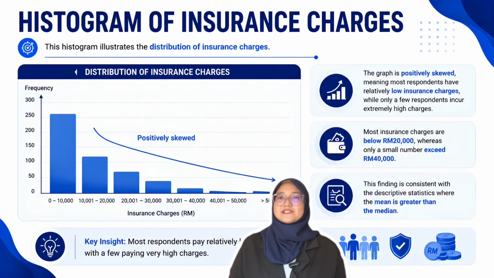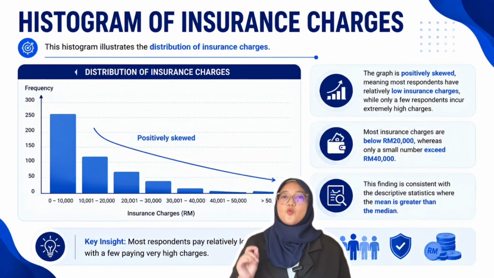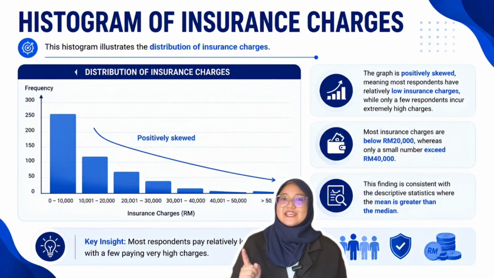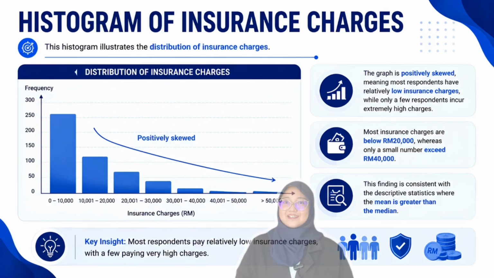This histogram illustrates the distribution of insurance charges. The graph is positively skewed, meaning most respondents have relatively low insurance charges, while only a few respondents incur extremely high charges. Most insurance charges are below 20,000 ringgit, whereas only a small number exceed 40,000 ringgit. This finding is consistent with the descriptive statistics, where the mean is greater than the median.